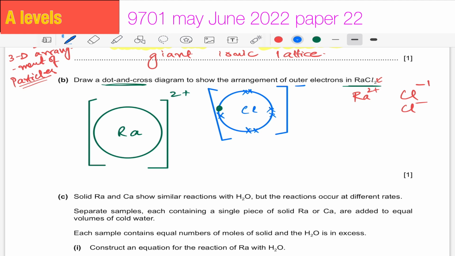Right, and we have 2 of these chloride ions. So you can just simply draw 2 of these chloride ions. Alright, so we have 2 chloride ions and both the chloride ions have -1 charge. So this is the dot and cross diagram for the arrangement of outer electrons in radium chloride.